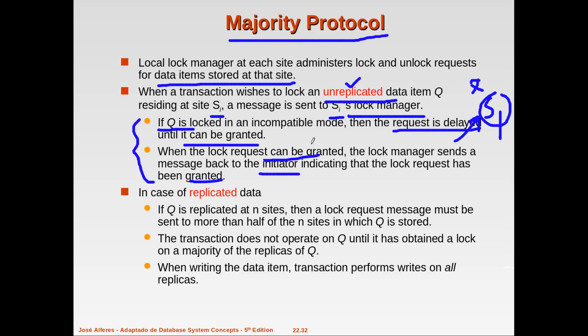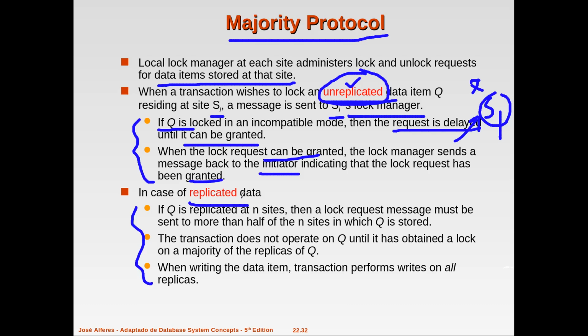So for all the data items present in one particular site, that site will be acting as the lock manager. The request for each item will be sent to the site where that particular item resides. That is for the situation where unreplicated data items are present. But in the case of replicated data, we need to use some other approach.